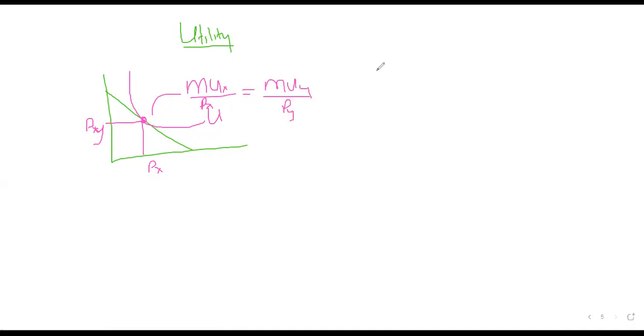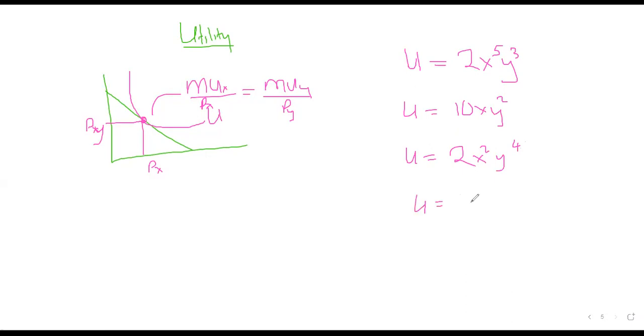So let's go back to our calculus. Remember, if we have U = 2x^5 y^3, U = 10x y^2, U = 2x^2 y^4, let's differentiate each of these ones. We have U = 2x^(1/2) y^(1/2), and finally, we have U = xy. Please don't embarrass me. How do you differentiate these?